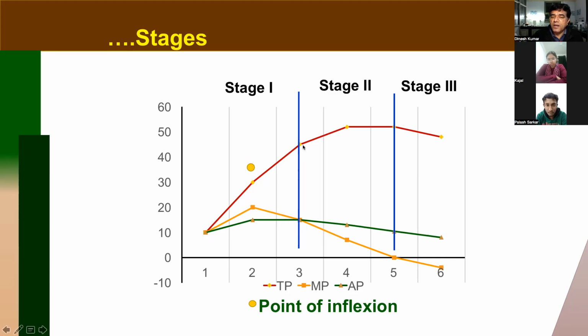Then you can see TP is increasing, but slowly. In stage 3, TP starts decreasing or falling, and AP continues to decrease, but it is not negative. And then your MP has become negative. So these are the points.